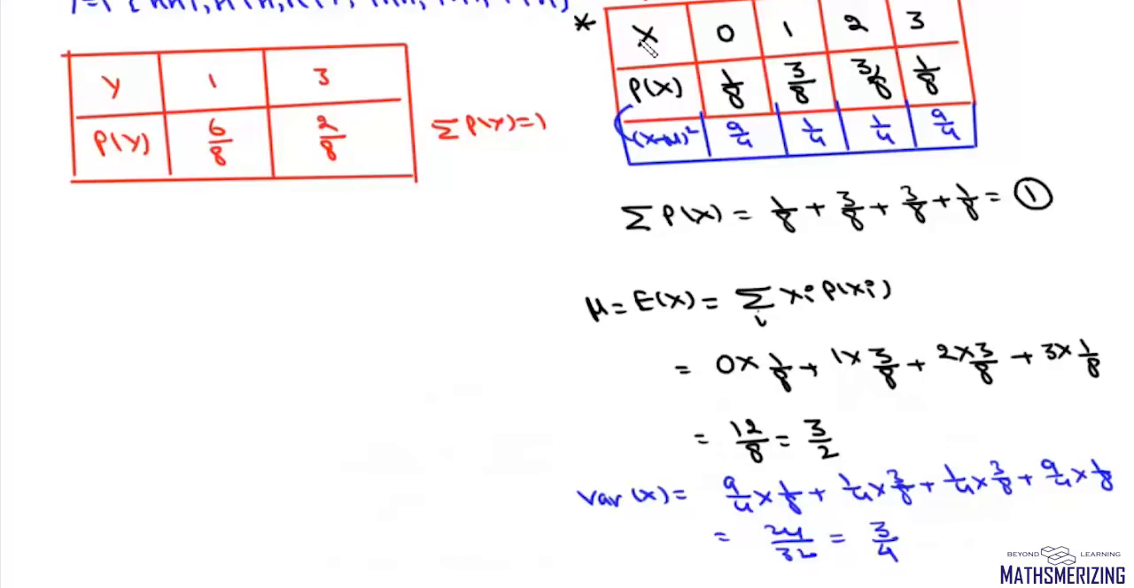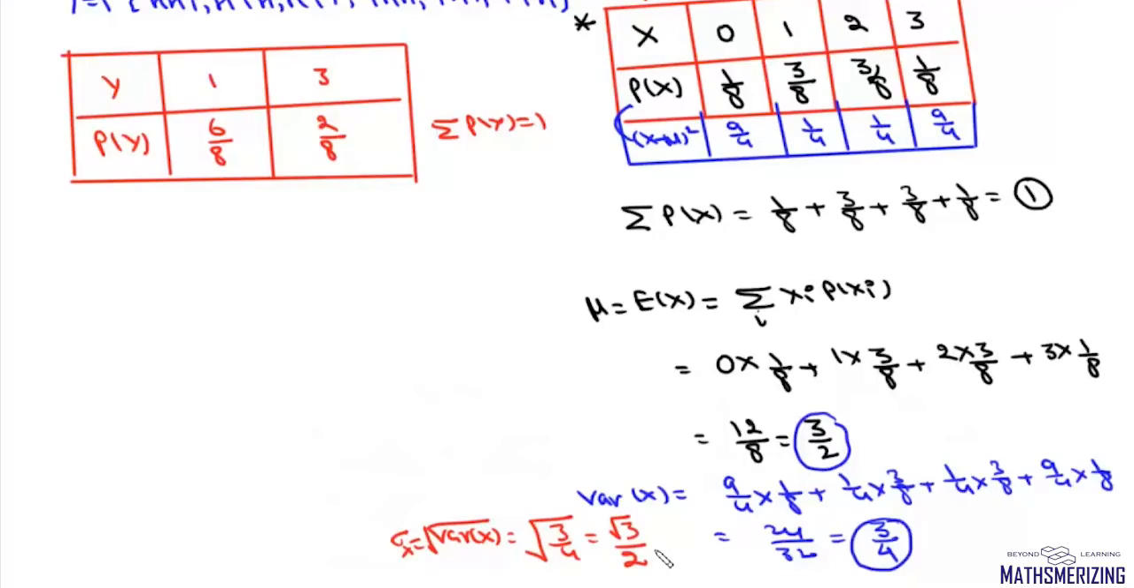So for this random variable x, mean is 3 by 2. So the average or expected value of the random variable in this random experiment is 3 by 2 and its variance is 3 by 4. And with variance, we can also calculate its standard deviation. Now we know that standard deviation is under root of variance. So in this case, the standard deviation of random variable x will be under root of 3 by 4, or simply root 3 by 2.